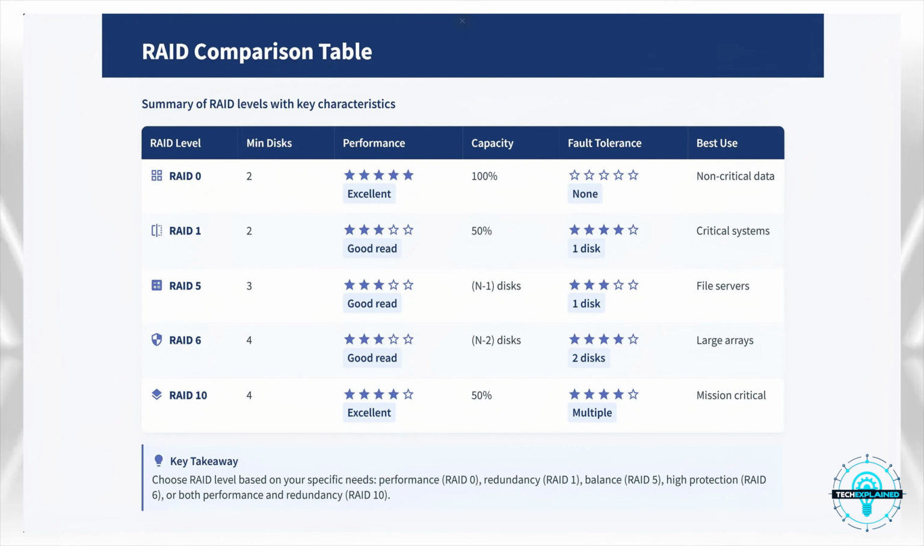RAID 10 combines the performance of RAID 0 with the redundancy of RAID 1, offering excellent performance and fault tolerance, but at a premium price and with reduced storage efficiency. It's ideal for mission-critical applications that demand both speed and reliability. When choosing a RAID level, consider your specific requirements for performance, data protection, storage efficiency, and cost. There's no one-size-fits-all solution. The right choice depends on your unique needs and priorities.